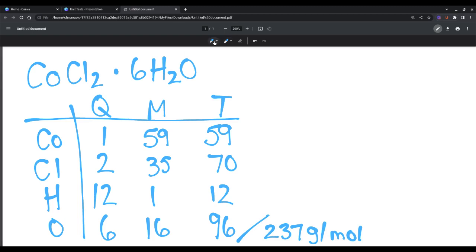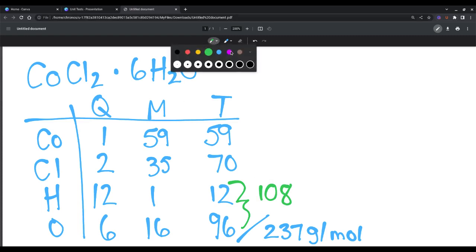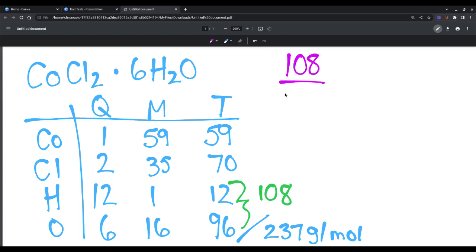Then we can take just the total of the water, which is going to be this 12 plus the 96. That comes out to 108, meaning I have 108 grams of water per every 237 grams of this hydrate. So what I'm going to do is divide those two values, 108 out of the 237. And of course, I want to multiply this by 100 to turn it into a percent, and I am going to get 45.5%.